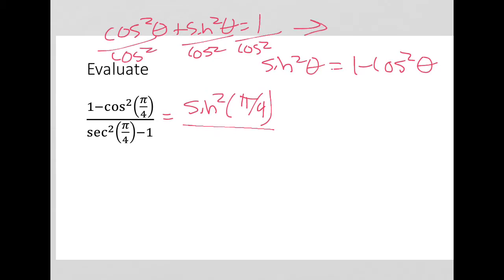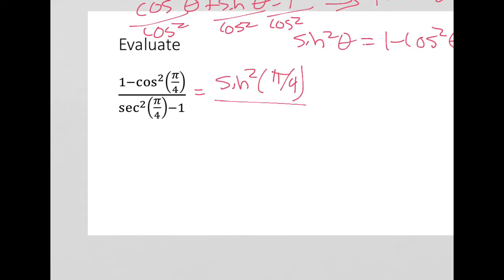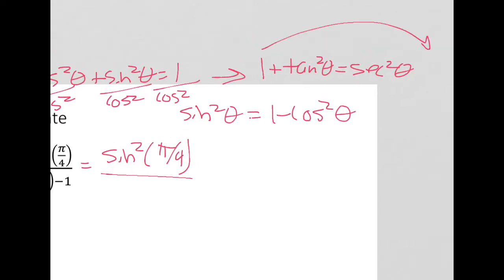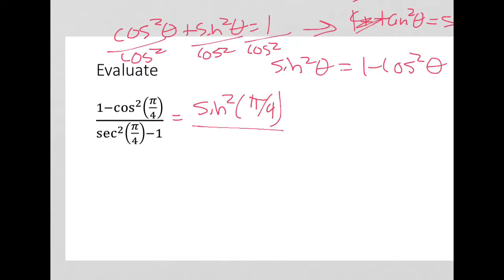What do we get? Cos over cos gives me 1 on the left, plus sine over cosine is tan. So I get my tan squared theta there, equals 1 over cosine is indeed secant squared. And I want secant squared minus 1, so let's subtract 1 here, move this 1 over. What do we get? Well, secant squared theta minus 1 has to then equal tan squared theta. So this is going to be the same as tan squared pi over 4.